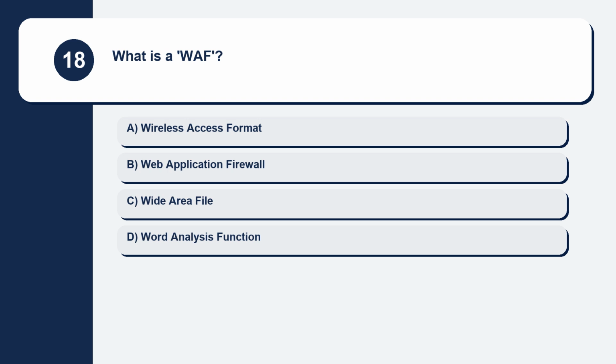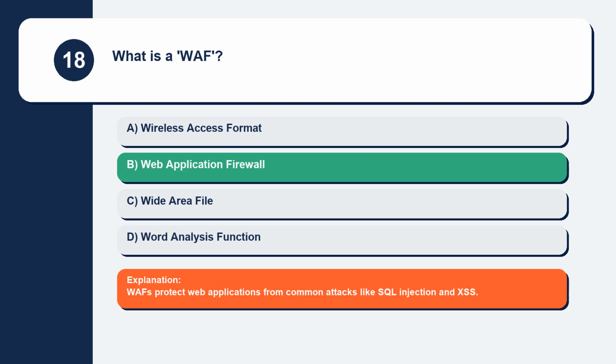Question 18. What is a WAF? Wireless access format. Web application firewall. Wide area file. Word analysis function. WAFs protect web applications from common attacks like SQL injection and XSS.